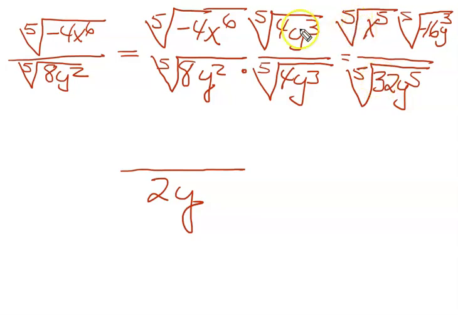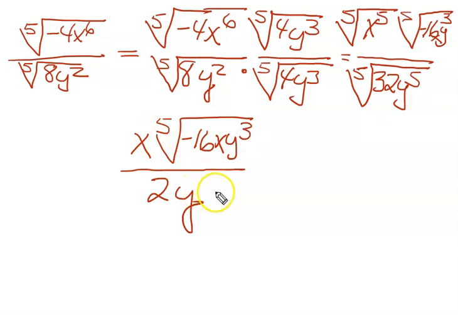Now our top, interestingly, when we multiply these two, I notice I can take x to the fifth as our perfect fifth root. So out here we're going to get an x, and then the fifth root of everything else. A negative 4 times a 4 gives us a negative 16. And we're going to get our x that's left over here. There's an x left over, which I didn't put there. And then y to the third is our answer for this.